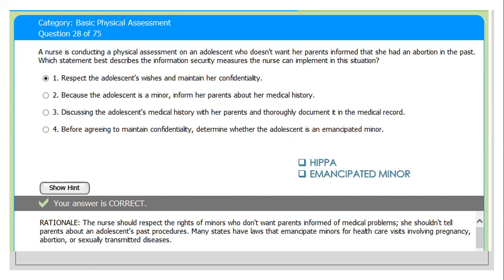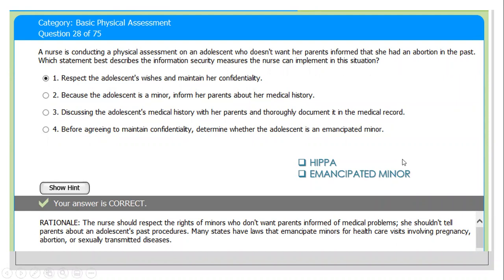HIPAA protects the confidentiality of a patient's healthcare information. It requires physicians, nurses, hospitals, and other healthcare providers to inform the client how their healthcare information is used and disclosed. My patient is an adolescent, right? And my patient is an emancipated minor.